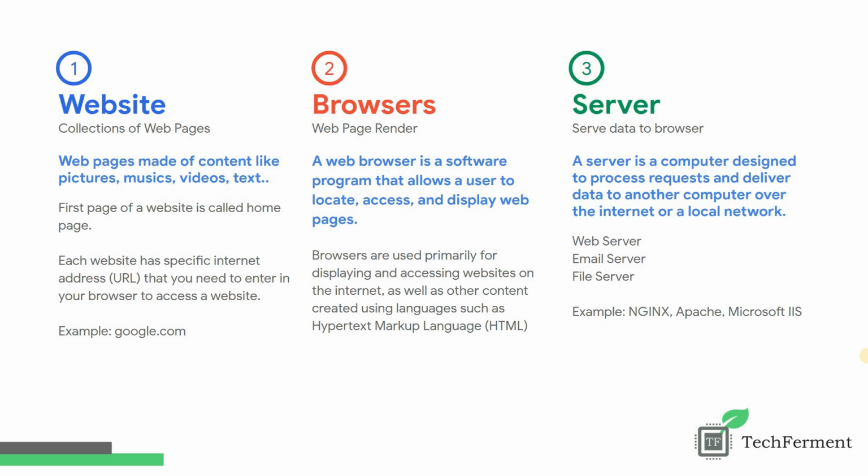And third, you can use a file server. Whenever you are uploading or downloading a file over the network, there will be a file server, and file servers use FTP, File Transfer Protocol. If I talk specifically about web development, you mostly have to work with the web, email, and file servers. For web servers specifically, you have to work with Nginx, Apache, and Microsoft IIS.